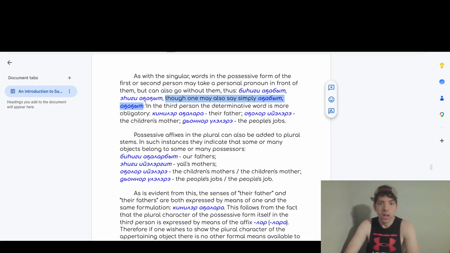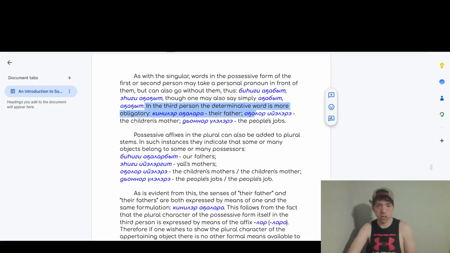In the third person, the determinative word is more obligatory. So if you're saying they, or he or she, then it's more, or at least they. He didn't say if it applies to he or she. I feel like it does, actually. But anyway, in the third person, the determinative word is more obligatory, meaning you kind of have to keep it. Kiriler, agalara, their father. Agalar, ielere, the children's mother. Jonnor, ulelere, the people's jobs.